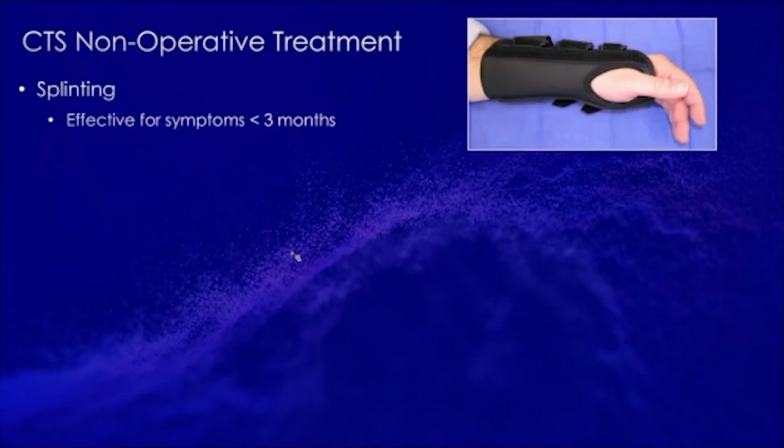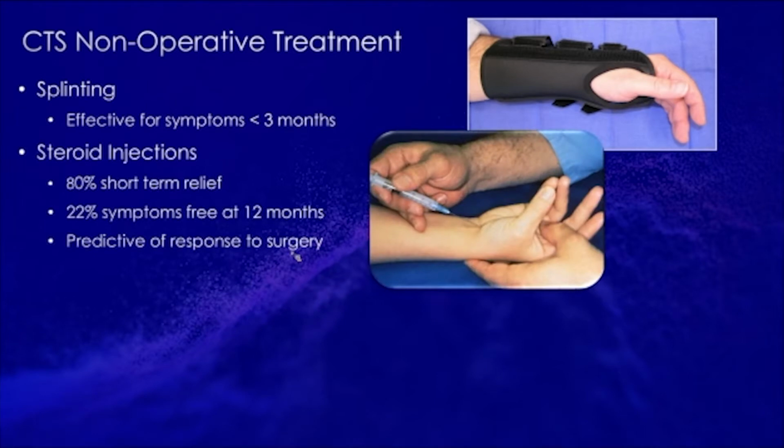For non-operative treatment, splinting does work and it is effective in patients who have had carpal tunnel for a short period of time, typically less than 3 months. Injections of cortisone are an option. 80% have short-term relief. 22% are symptom-free at 12 months.